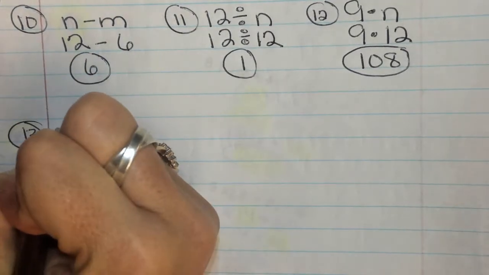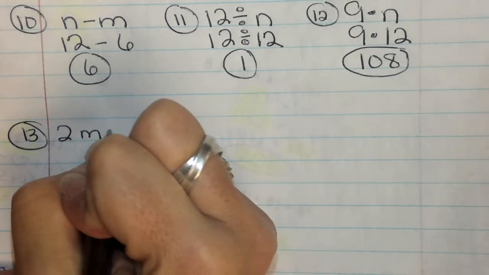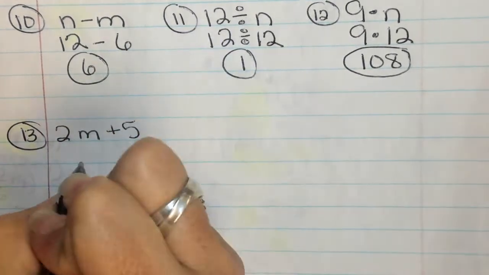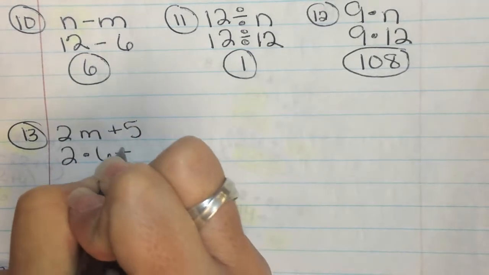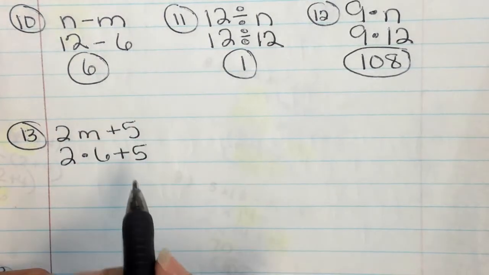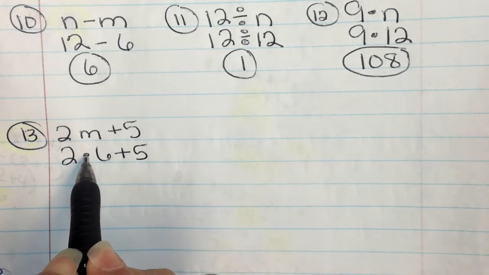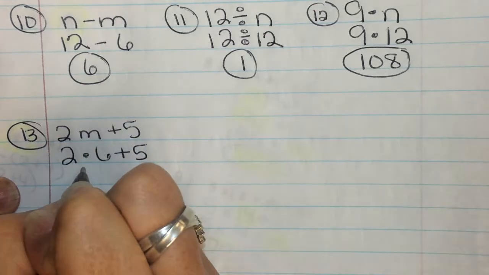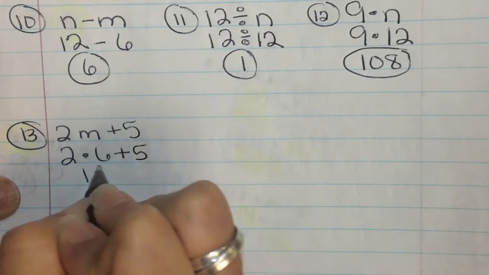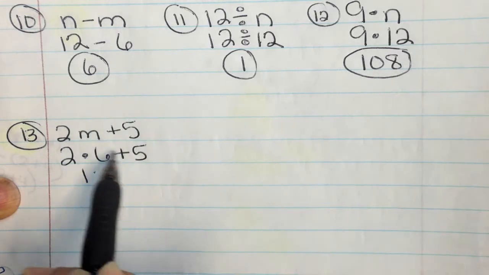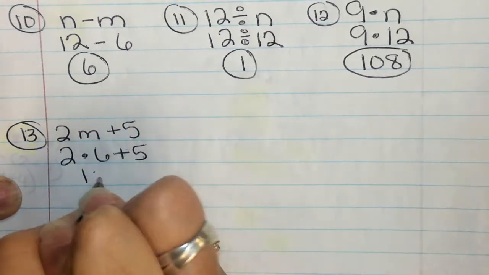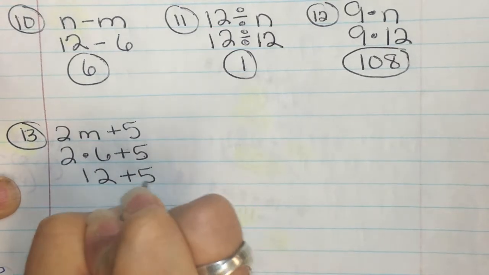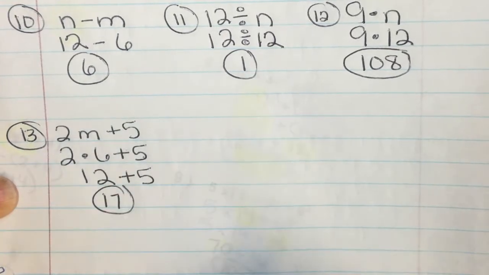Getting a little bit more fancy. 2m plus 5. 2 times 6 plus 5. Now, I'm doing this multiply first because it comes before add or subtract. So we have to do order of operations. Yes, once you hit this point, it's really order of operations. So 2 times 6 is 12, plus 5 is 17.